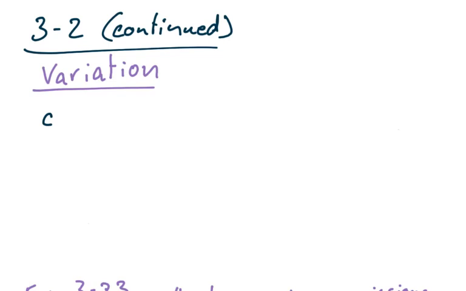Good morning. This is Professor Grenfell's Math 12 Statistics class lecture. We're continuing today in Chapter 3, Section 2, discussing variation of a data set.